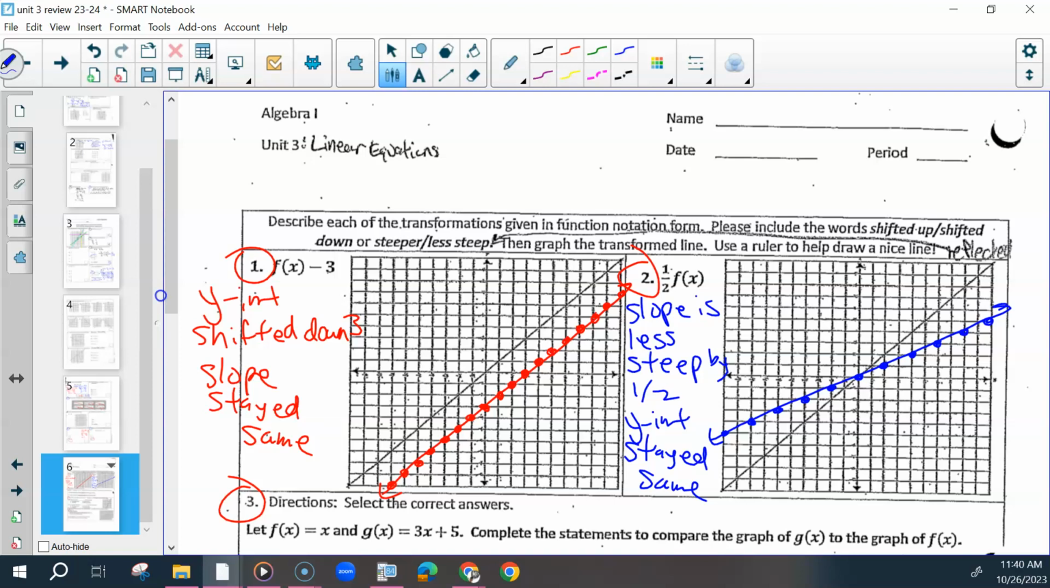Questions on those 2 before we move on to 3? How do you get 1? Is that built down? The slope here of this original is up 1 over 1. Oh, so we're comparing it to this one. This is it stayed the same.